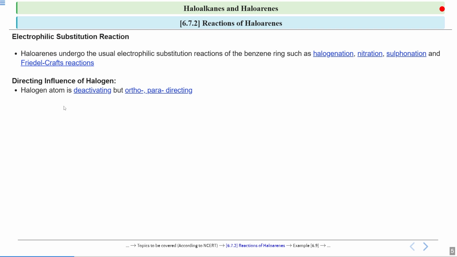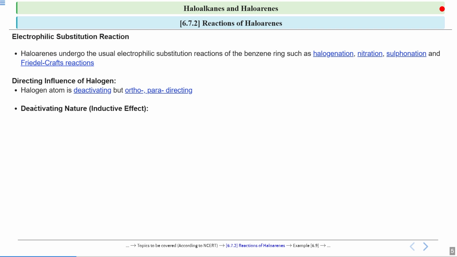So the halogen atom is a deactivating group. Why? We will also see that. The halogen atom is a deactivating group, that means it deactivates the benzene ring due to its minus I effect, basically due to its larger electronegativity and its ability to attract the electron pair towards itself from the ring. So the halogen atom is a deactivating group, but it is also ortho and para directing.